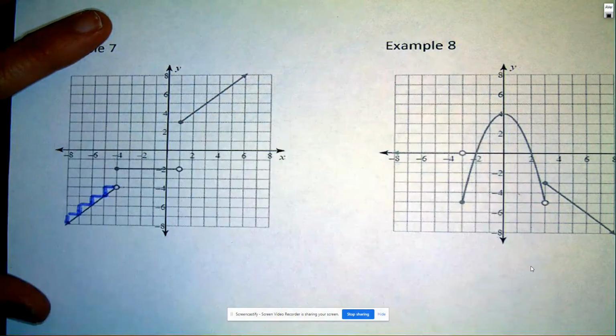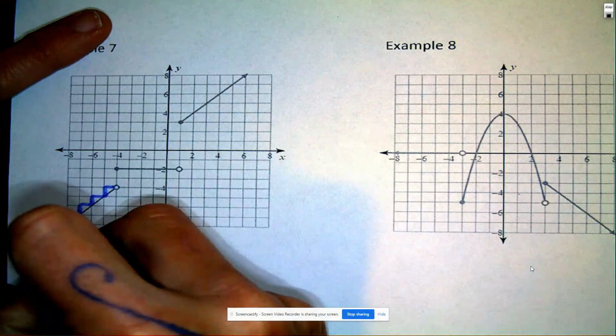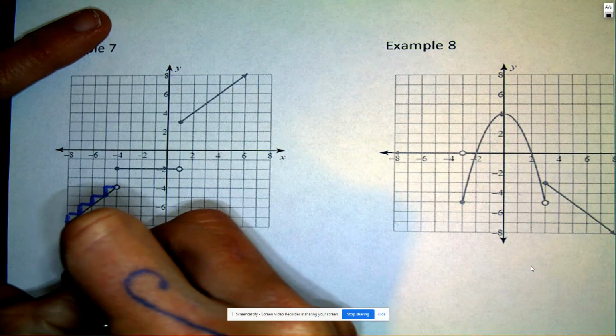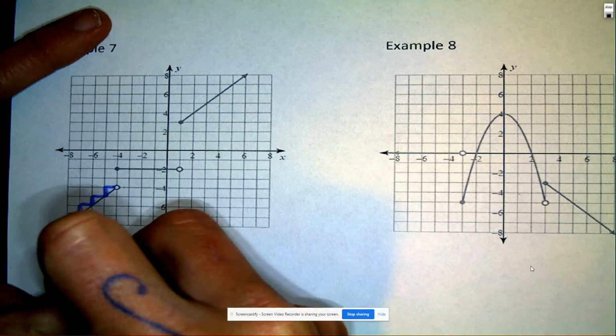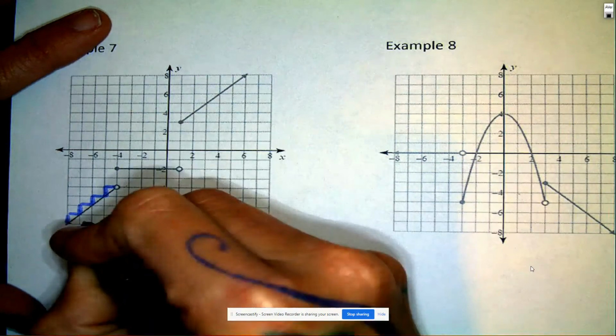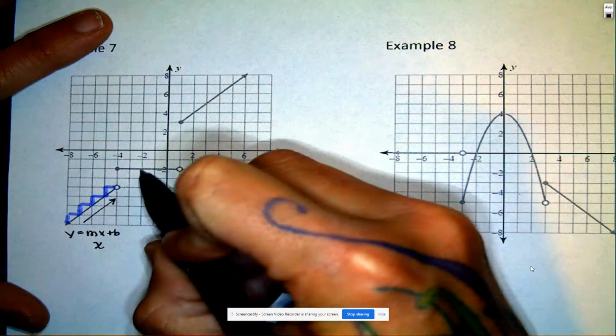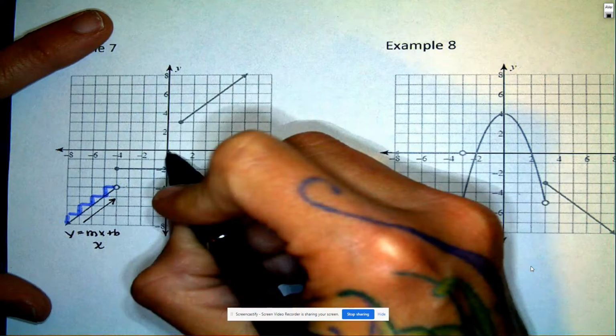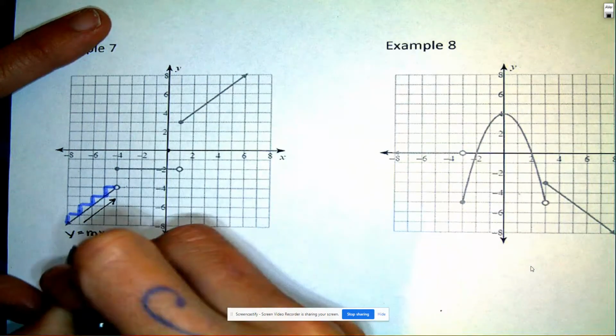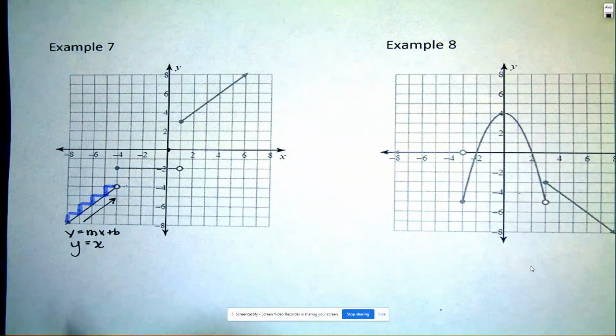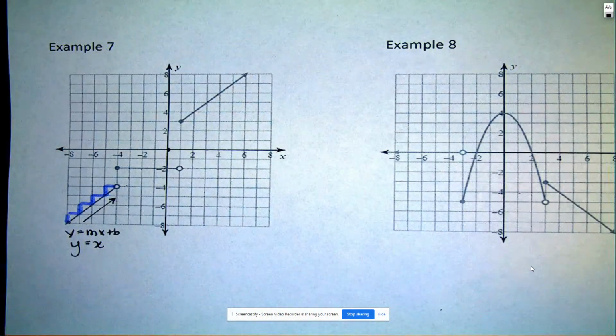So we know it's a y equals mx plus b because it's a line. Our slope is going to be 1, so we know that's an x. It is a positive line because it's increasing from left to right. If we extend this all the way through, we see that our b value, our y-intercept, would be 0. So this is just y equals x. So it's the parent function of a linear function. So our first one is y equals x.